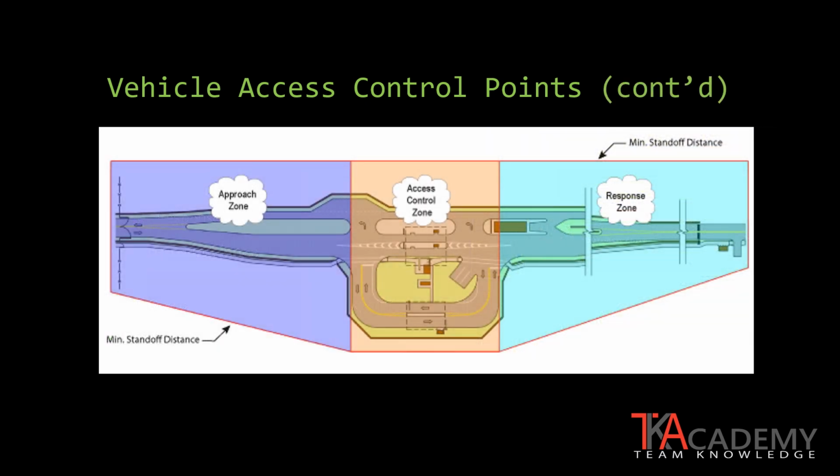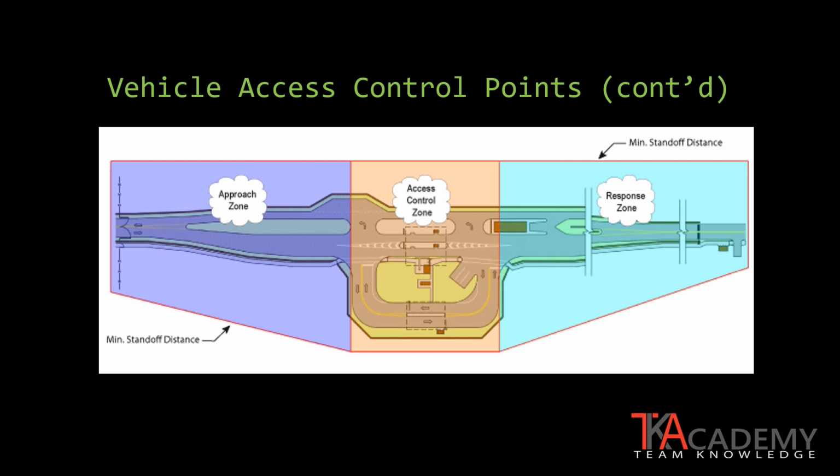The corridor zone should be defined by a minimum standoff distance where nothing else occurs within that area other than the vehicle access control point. The three different zones of a vehicle access control point define what occurs within each zone and the defensive strategies that should be implemented within each zone.